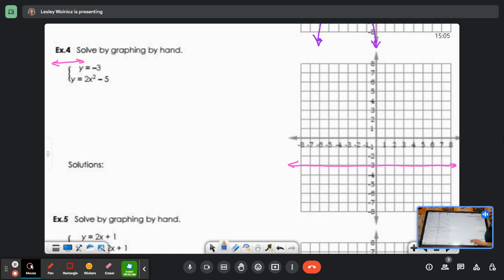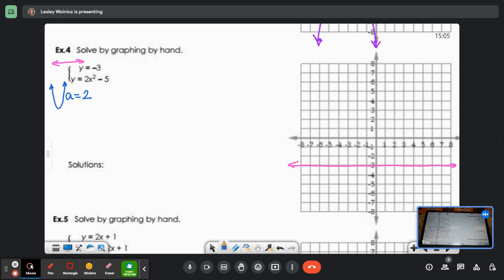Yep, we have an x squared, so what kind of graph is this? Quadratic. Now, look at that a value. What does the a tell us? It's going to be a vertically stretched one, so it's going to be kind of skinny looking.